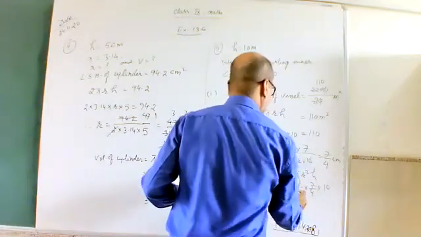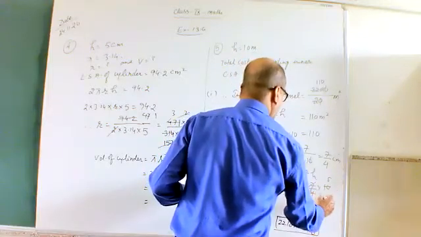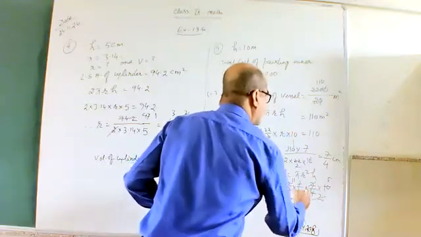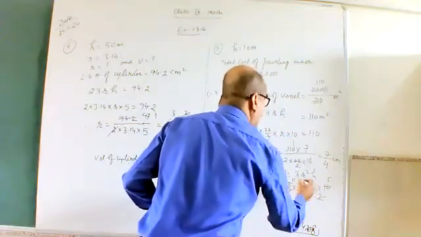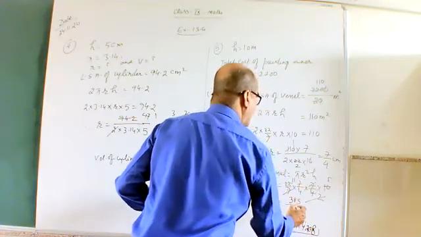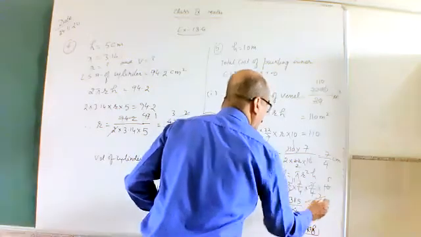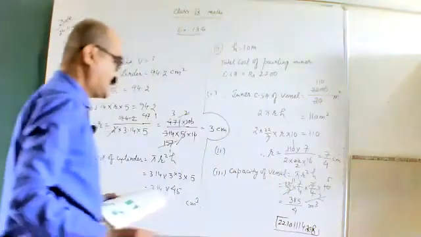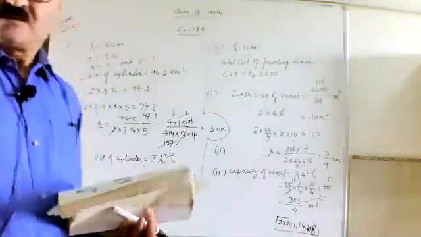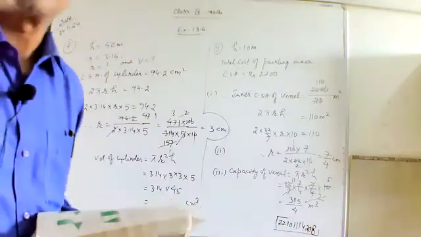Now solve this. So 7 cancels. 2 5s are 10, 2 2s are 4, 2 11s are 22, that is 7 5s are 35 into 11, that is 385, and that is divided by 4 meter cube. That is 385 by 4 meter cube. These are the answers, all the three answers.